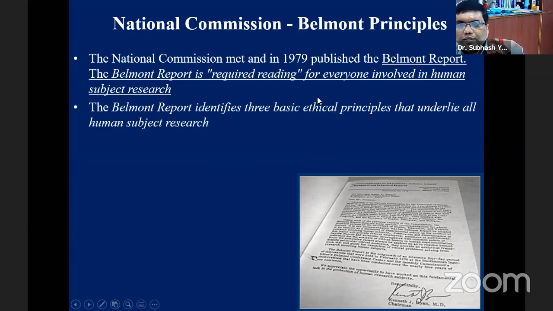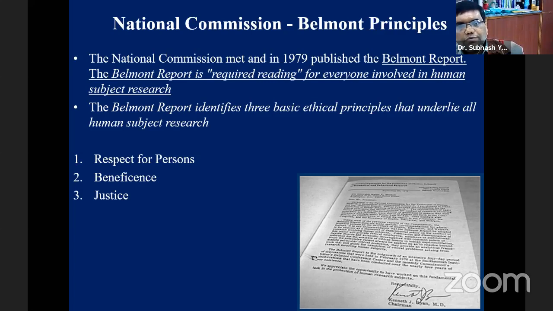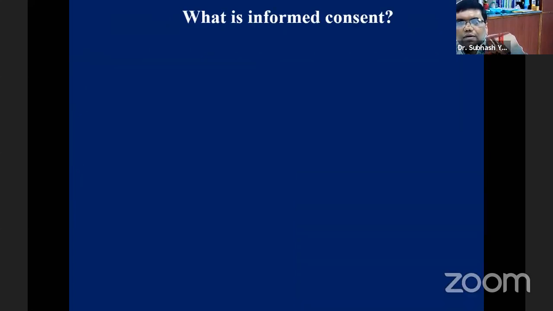They identified three basic principles of human research. What are those three? Respect for persons, beneficence, where we should have regard for and think of the patient, and justice. These are the three most important principles in conducting any study. And so now we come to our main topic, informed consent.